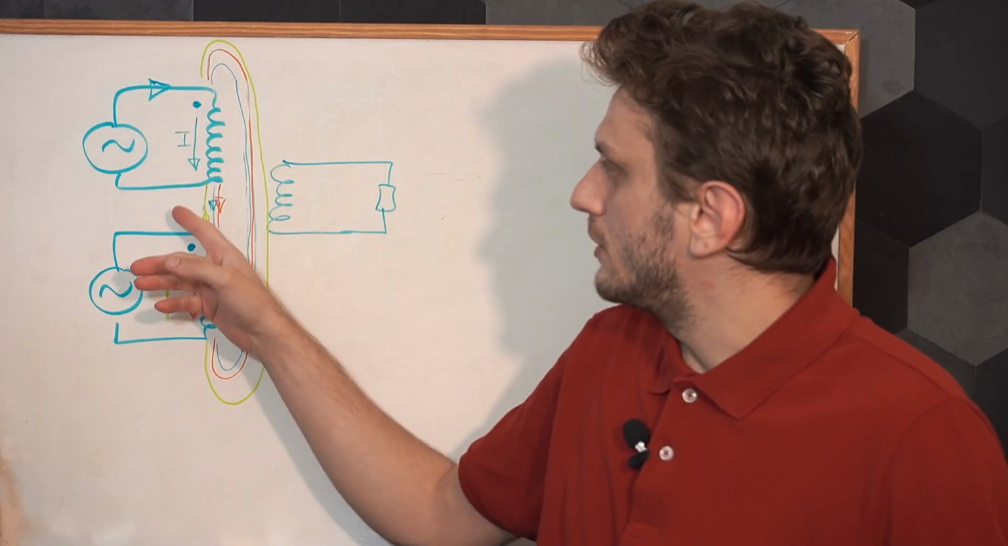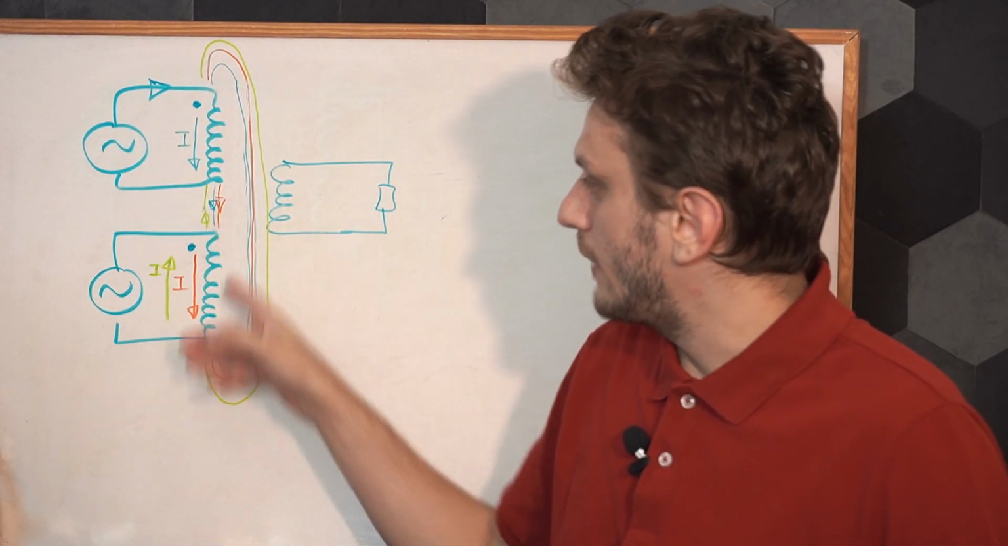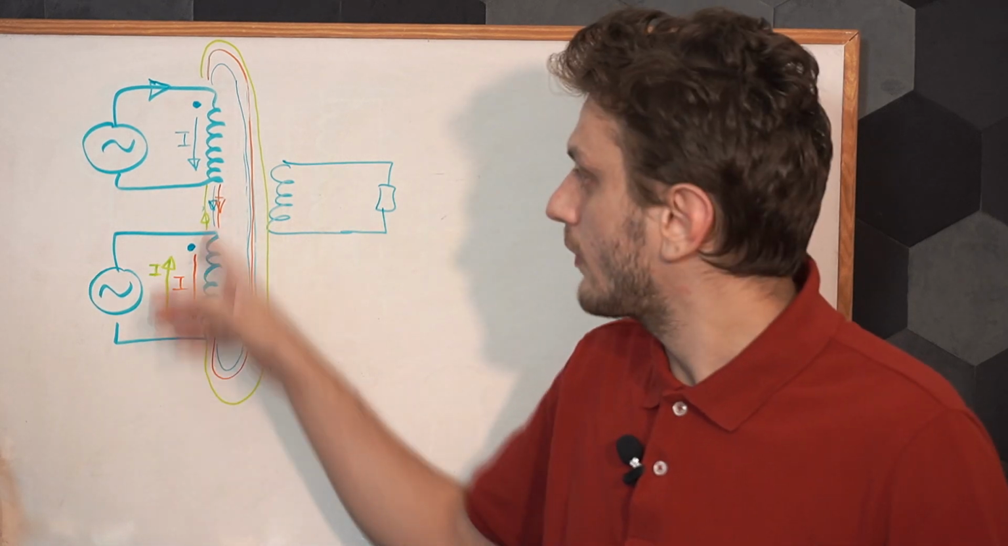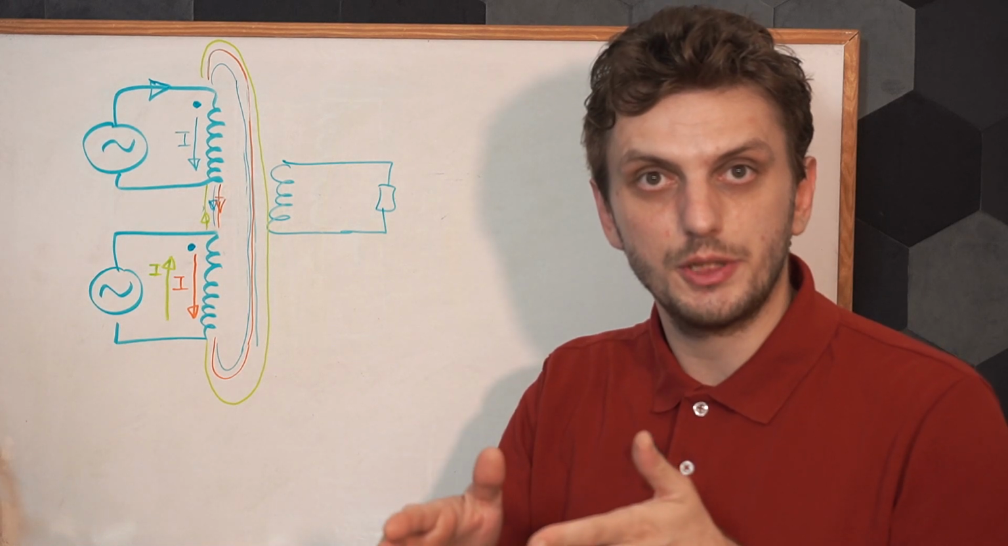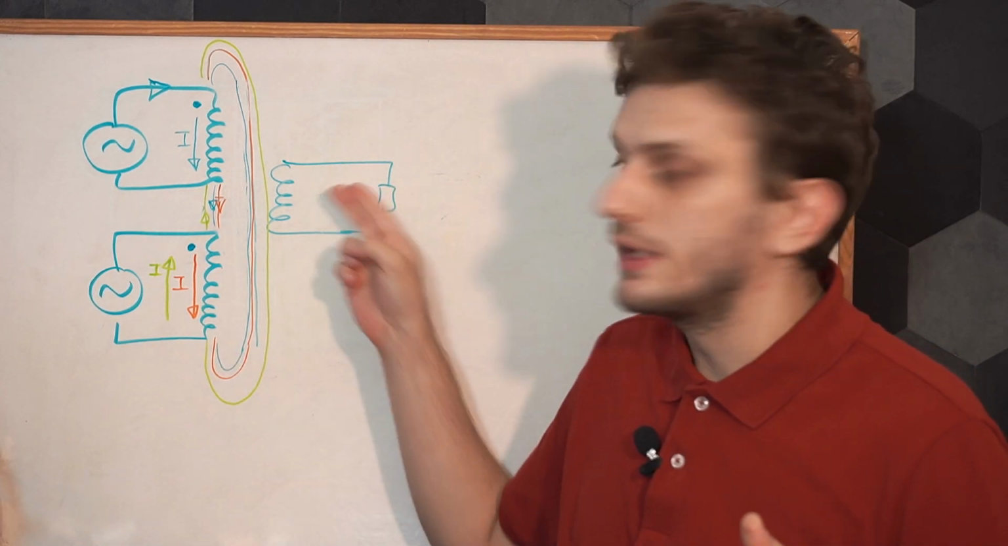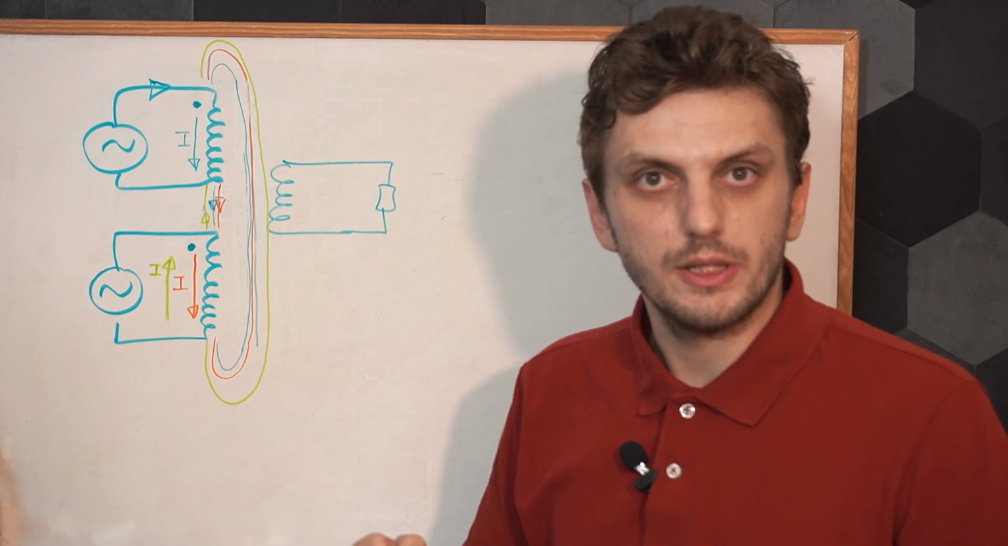So if current is going one way through the first coil and the same way through the second coil, with blue and orange, the two magnetic fields will be going in the same direction, and then your secondary side will see the sum of the two magnetic fields.